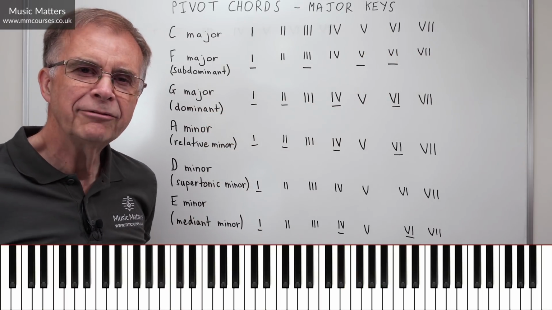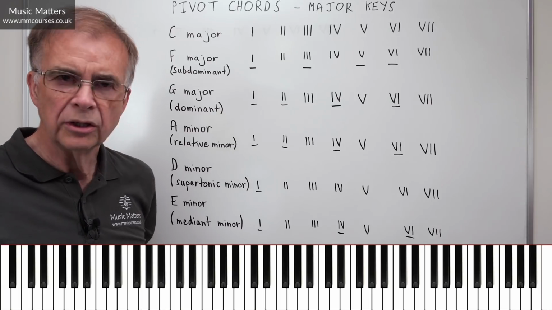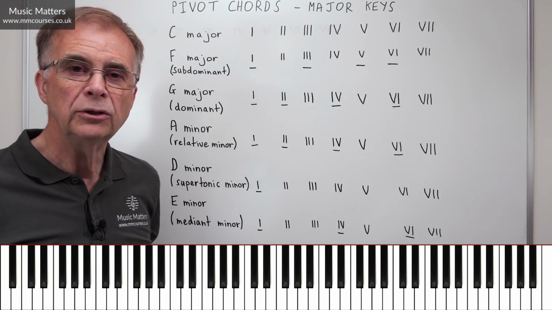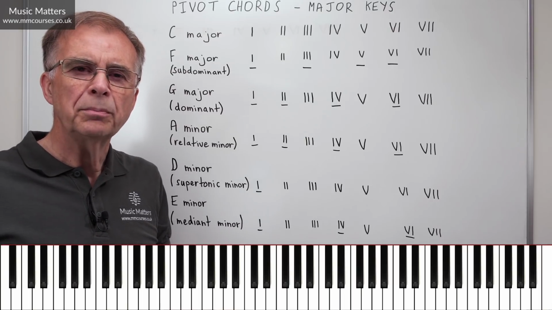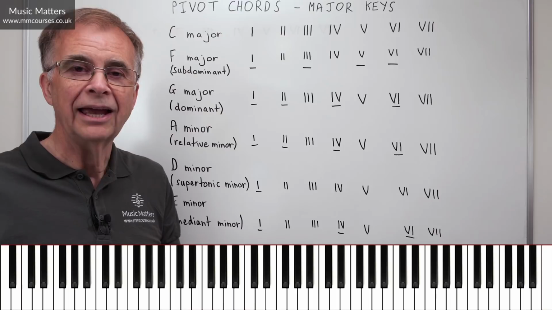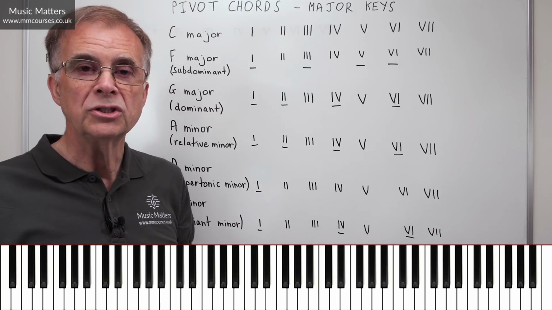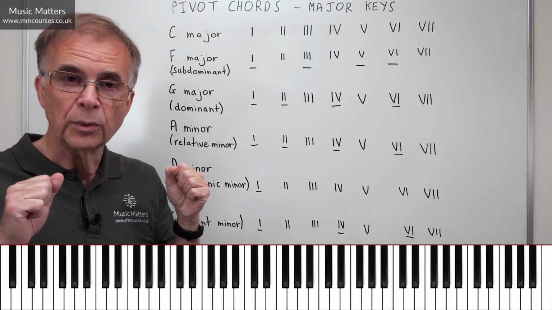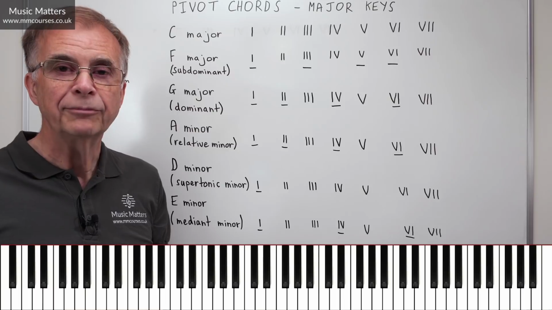Now, because F major has B flats in it, any chord that's got a B flat in it is no use to me as a pivot chord. I'll need to use a B flat once I get into F major, so after the pivot chord, I'll be looking to introduce a B flat because that's what's going to confirm the fact that we've moved into F major.